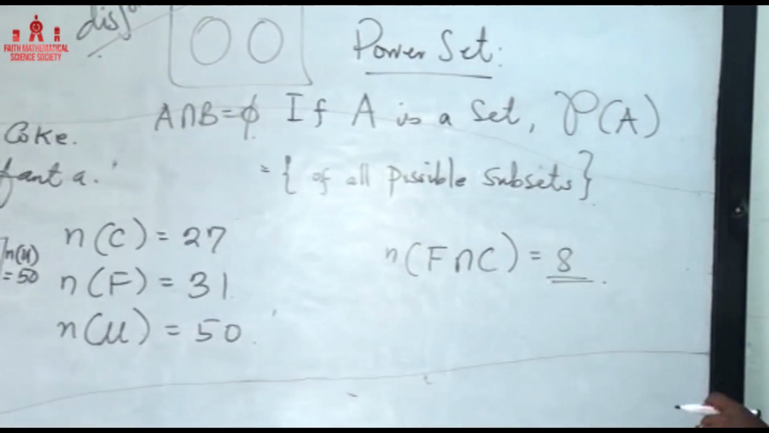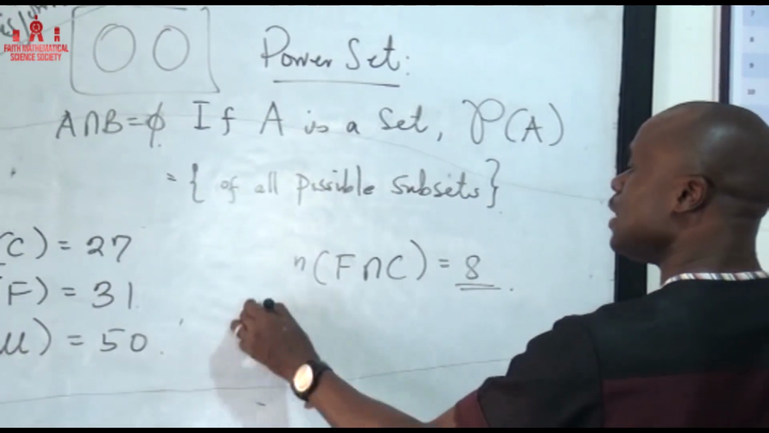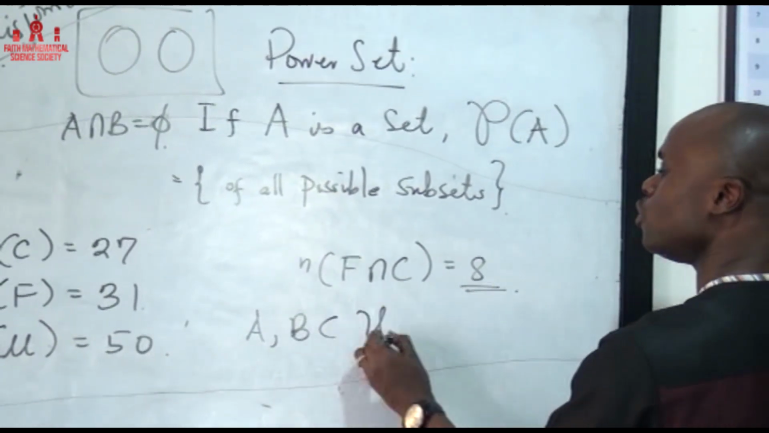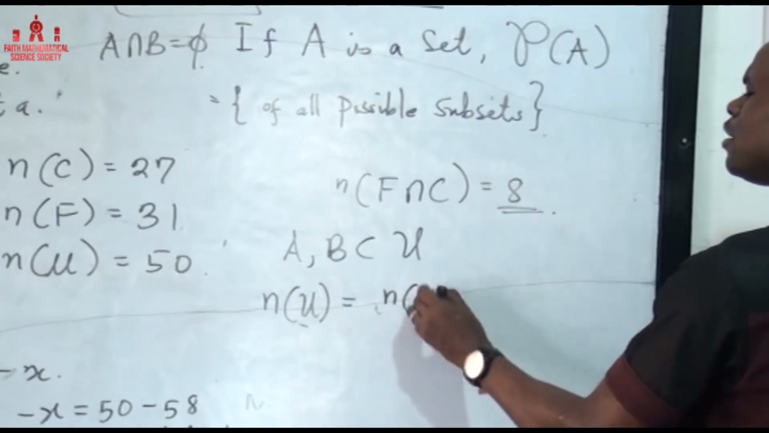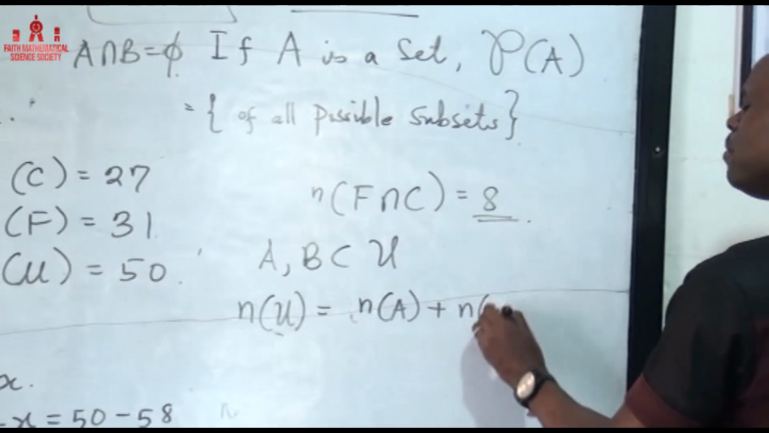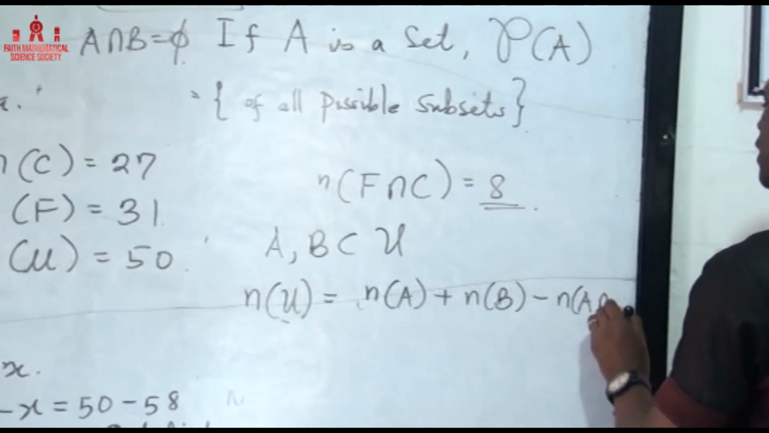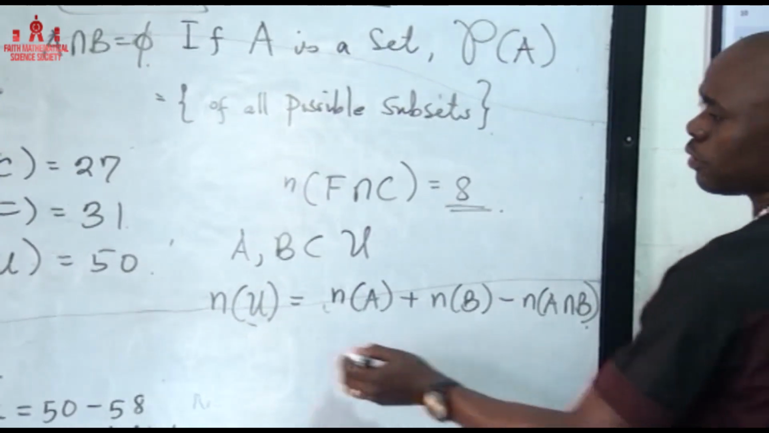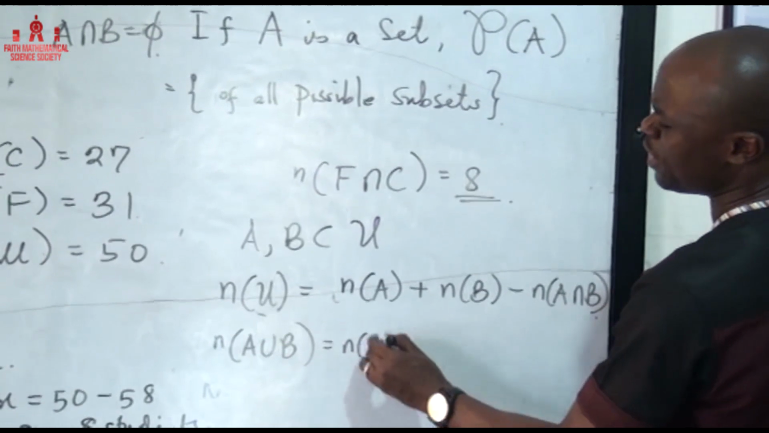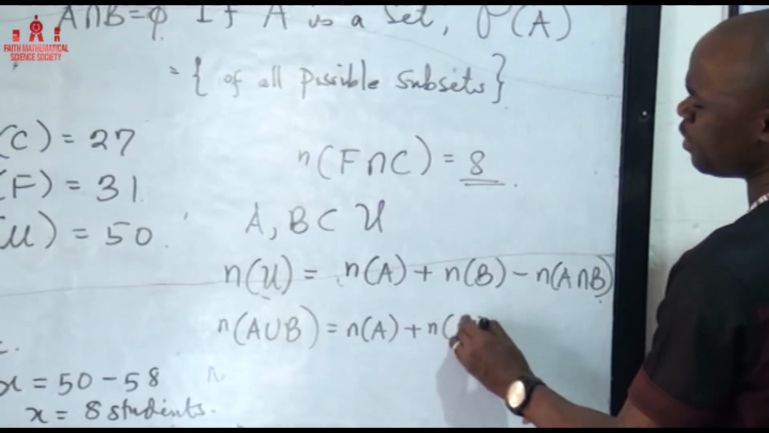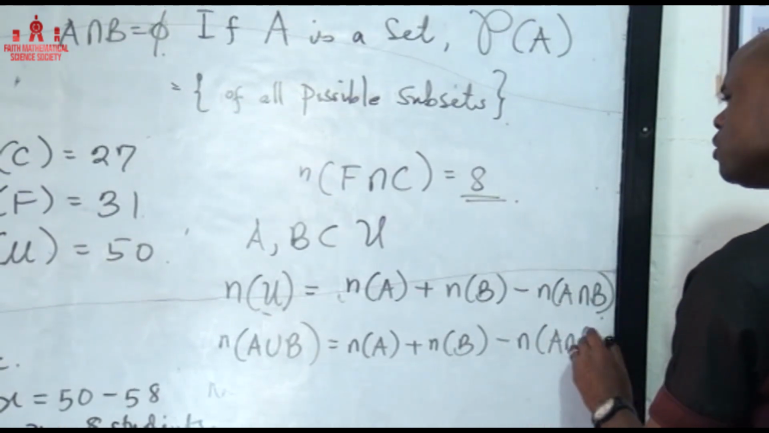So I round up by giving this particular instance, and that is that for any two sets A, B that are subsets of U, the number of elements in U is the same thing as the number of elements in A plus the number of elements in B minus the number of elements in A intersection B. Or you can say that the number of elements in A union B is the same thing as the number of elements in A plus the number of elements in B minus the number of elements in A intersection B.